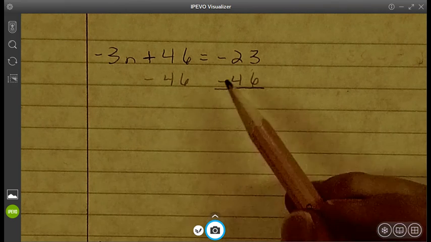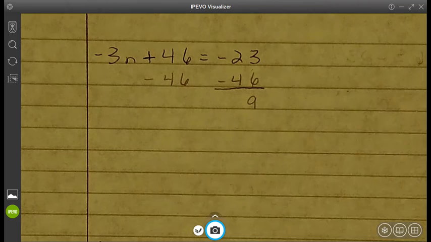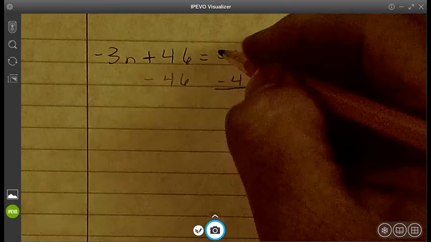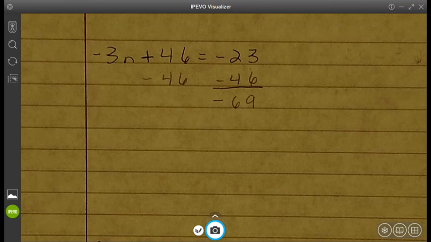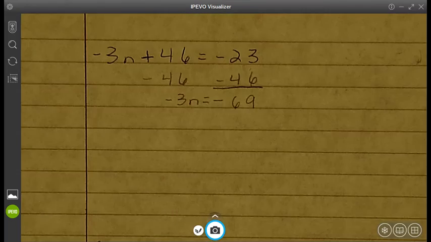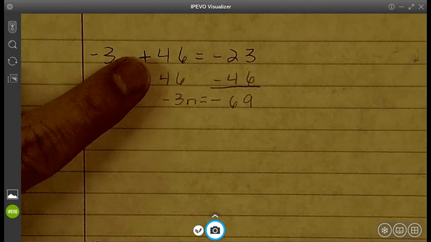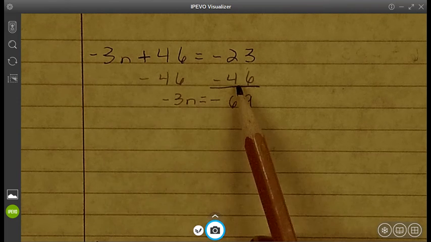So what we do here is if they're both negative, we add the numbers and we get 3 plus 6 equals 9, 2 plus 4 equals 6, and then the rule states that we keep the same sign, and that's how much you would owe combined to those two friends. And just for simple math, negative 23 minus 46 is negative 69. I'm going to bring down the negative 3n and the equal sign. If you notice the positive 46 and the negative 46 here, it cancels out, and that was our goal. We wanted to eliminate that and make 0, and we moved it to the other side.